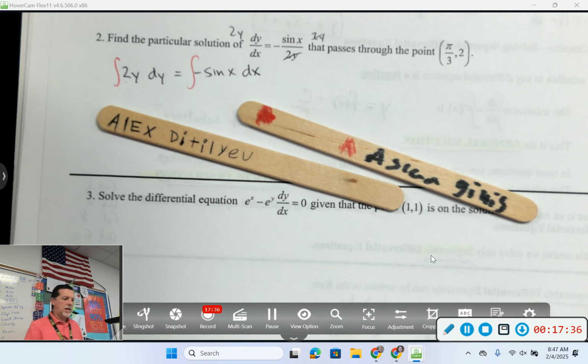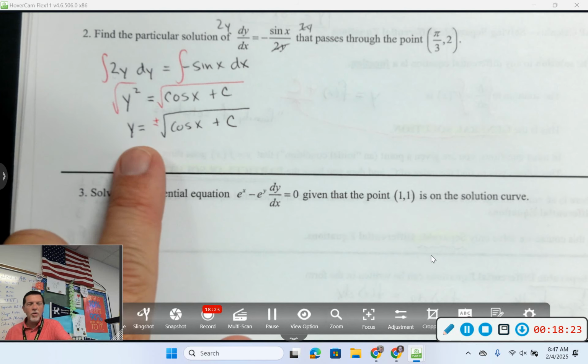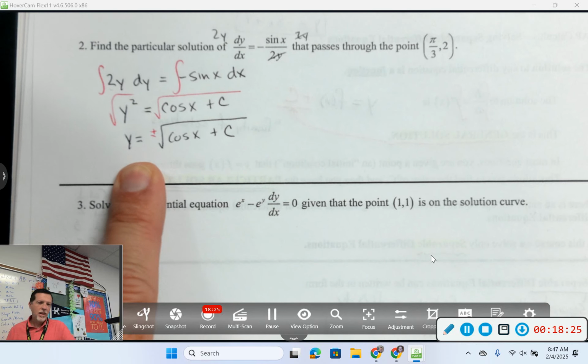So y equals, we're going to have that same issue we had last time, plus or minus the square root of cosine of x plus c. And this is kind of weird because it's not plus and minus like when we use the quadratic formula, where you keep both of them. This really is plus or minus, like we have to pick one.